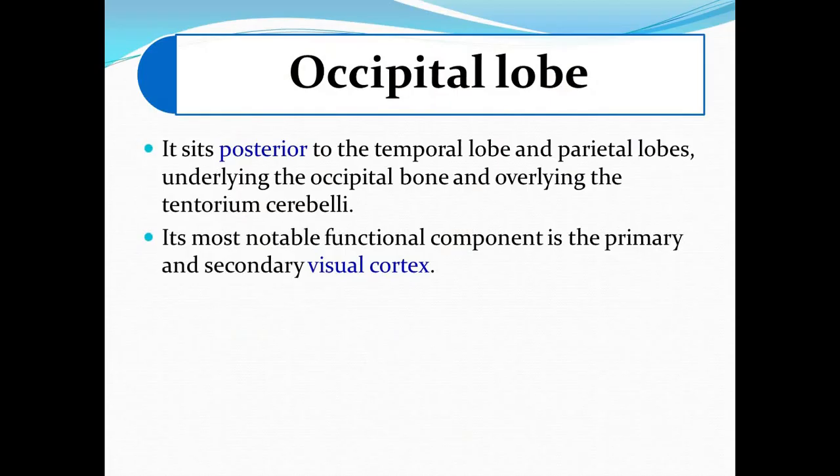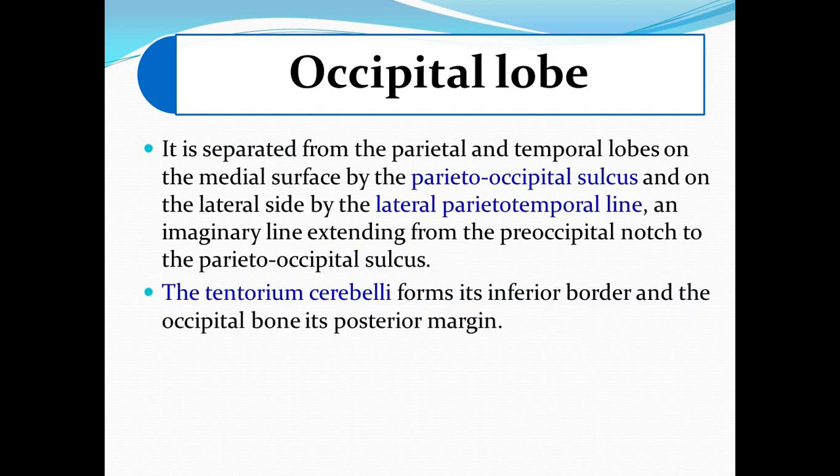The third lobe is the occipital lobe. This is the most posterior lobe of the brain, and it lies underlying the occipital bone, the cranium, overlying the tentorium cerebelli. This is the dura mater extension, which separates the cerebrum from the cerebellum. Its most notable functional component is the primary and secondary visual cortex.